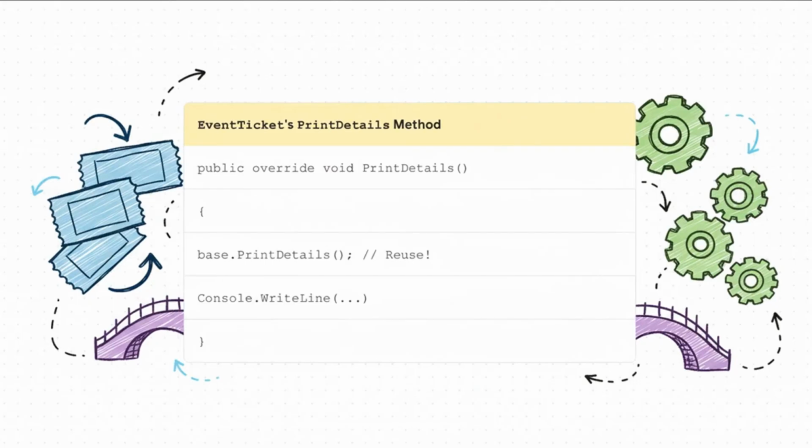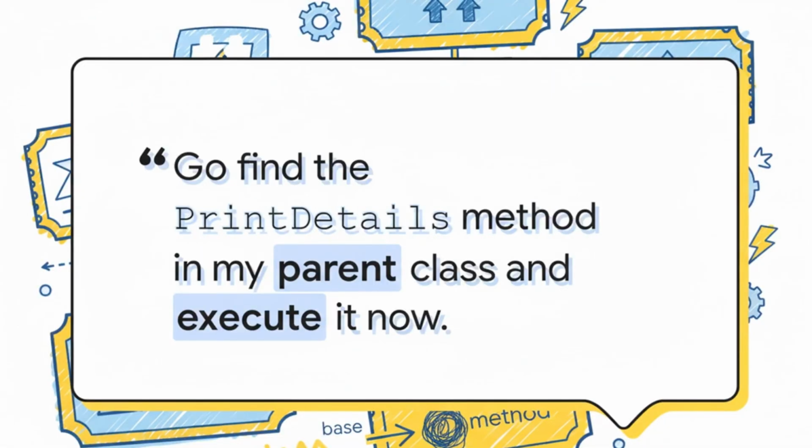And this is how we do it. In our event ticket, we create a method with the exact same name, printDetails, and we use the override keyword. But the real key is that very first line of code inside the method. This one line is so powerful. It's basically a phone call up to the parent class.